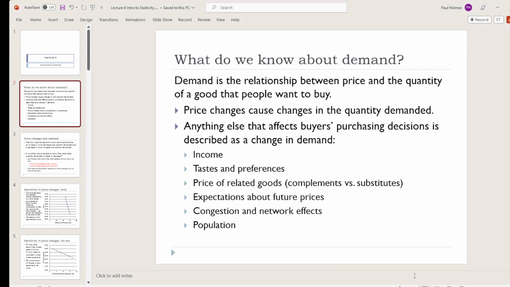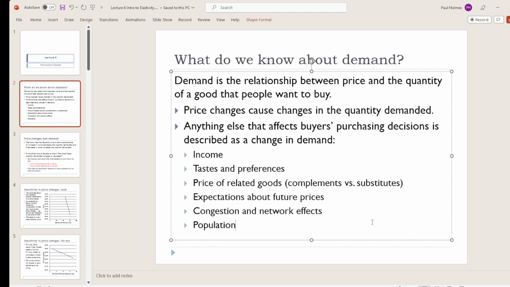Now we know a lot of things about demand so far, but all of them are just directional. So we know when price changes, quantity demanded will change in the opposite direction. That's the law of demand. We know for most things when our income goes up, we'll buy more. We know when the price of a substitute, say, goes up, we'll stop buying the substitute and buy more of the original good.